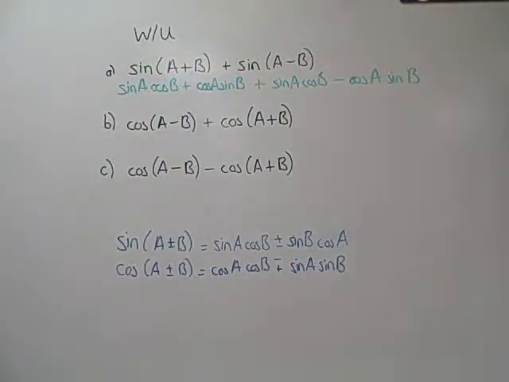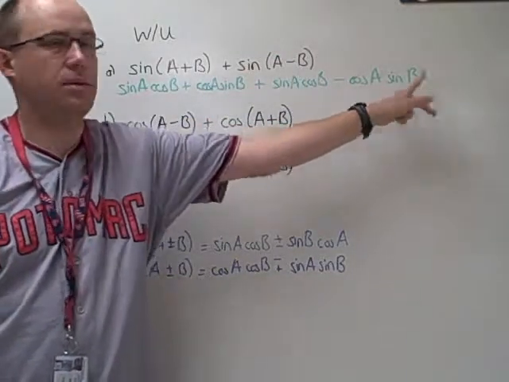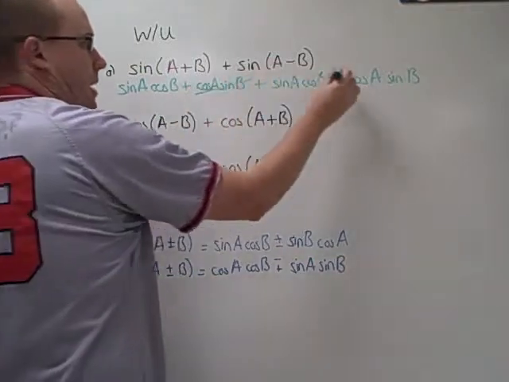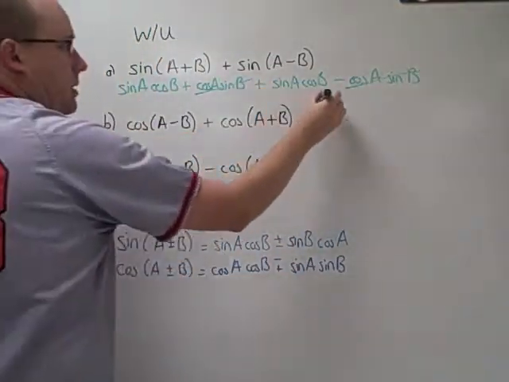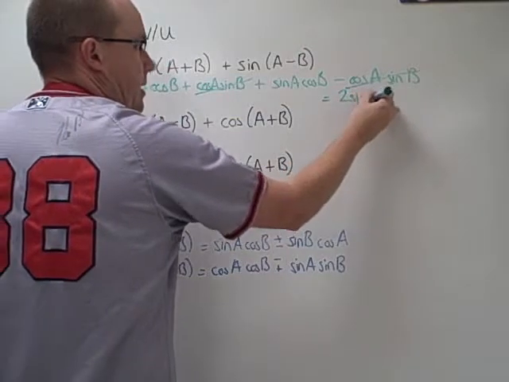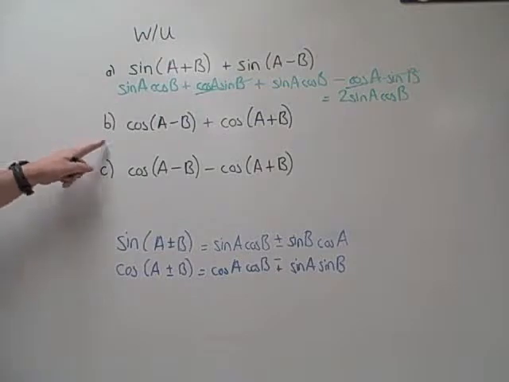Now we've got to see what actually happens here. Well, I can see I've got cosine A sine B and negative cosine A sine B. So those two terms will actually cancel. I notice these are like terms as well. So actually my answer for this one is 2 sine A cosine B. Let's try the second one.